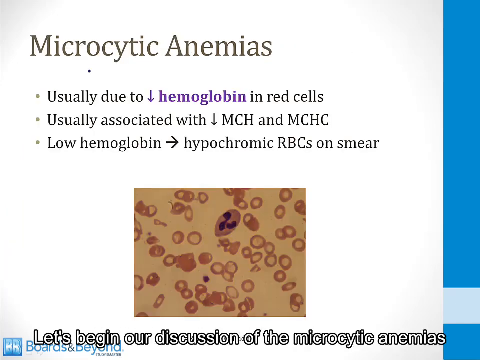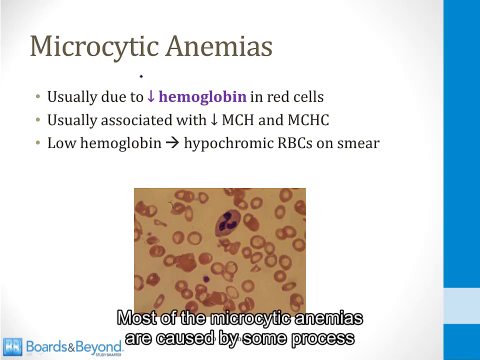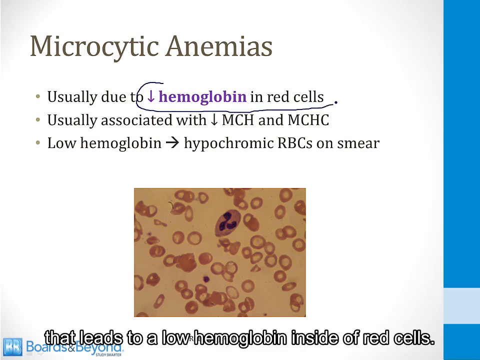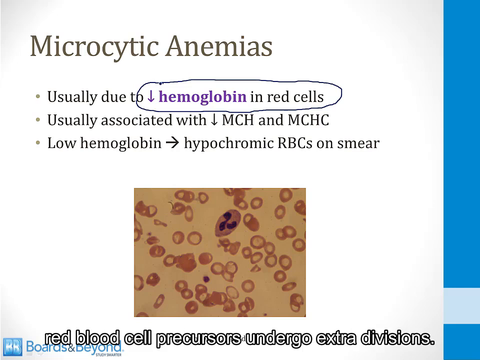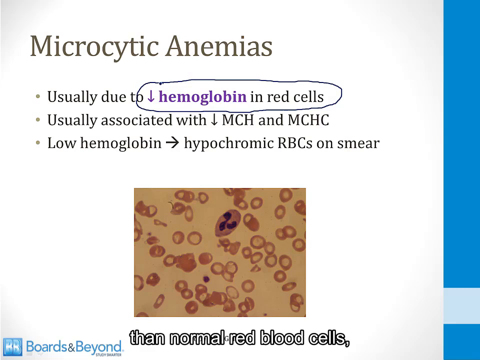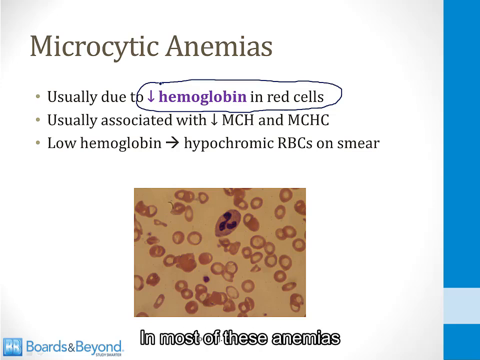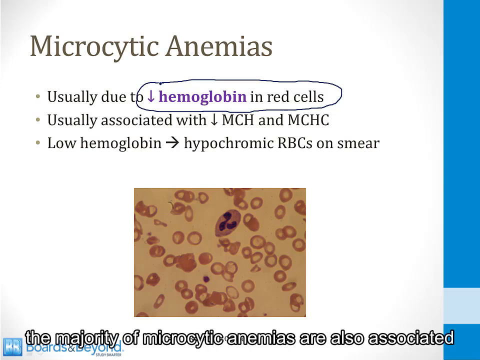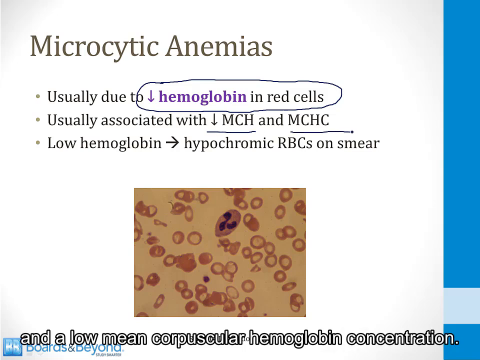Let's begin our discussion of the microcytic anemias by reviewing some general principles. Most of the microcytic anemias are caused by some process that leads to a low hemoglobin inside of red cells. When there's not enough hemoglobin available, red blood cell precursors undergo extra divisions. This leads to the production of smaller than normal red blood cells. Because there's a decreased hemoglobin content in the red cells in most of these anemias, the majority of microcytic anemias are also associated with a low mean corpuscular hemoglobin mass and a low mean corpuscular hemoglobin concentration.